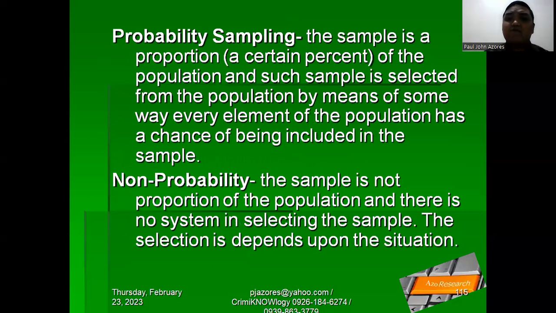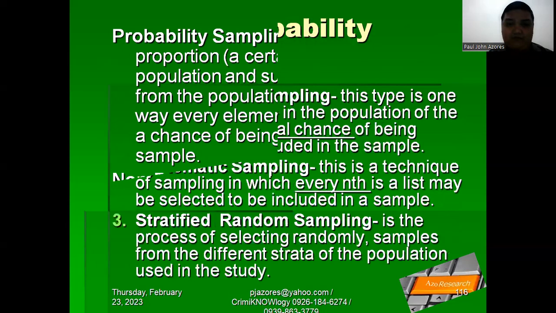Probability: there is a proportion, a certain percent of the population, and such a sample is selected from the population by means of some system, where every element of the population has a chance of being included in the sample. Also, if there is a system used in selecting a sample, that is probability sample or sampling. Non-probability, on the other hand, the sample is not a proportion of the population and there is no system in selecting the sample. The selection depends upon the situation.